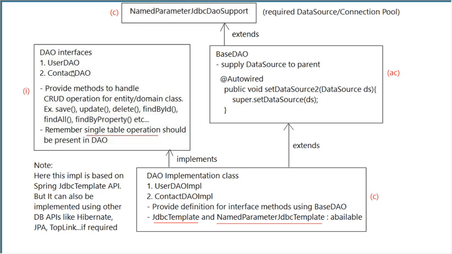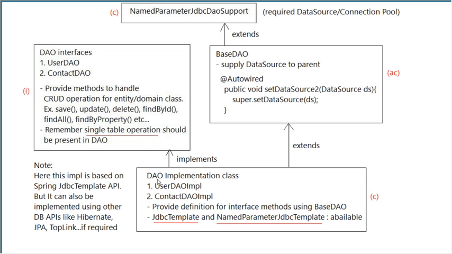The DAO interface contains prototypes for the methods to handle the CRUD operations: save, update, delete, find by ID, find all, find by property. These are the methods working on a single table that will be added in the interface, right? And the important thing is, don't forget to work on a single table. So single table operations are implemented in the DAO, right?